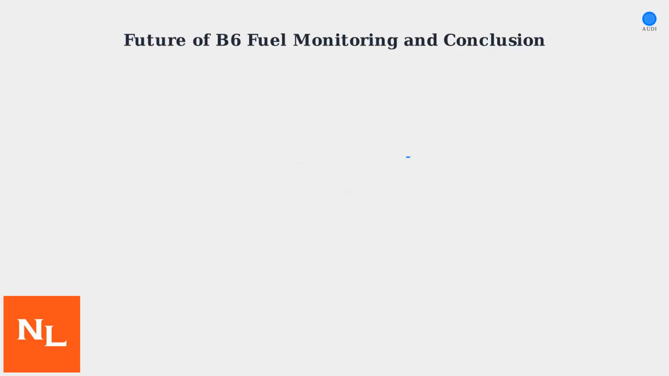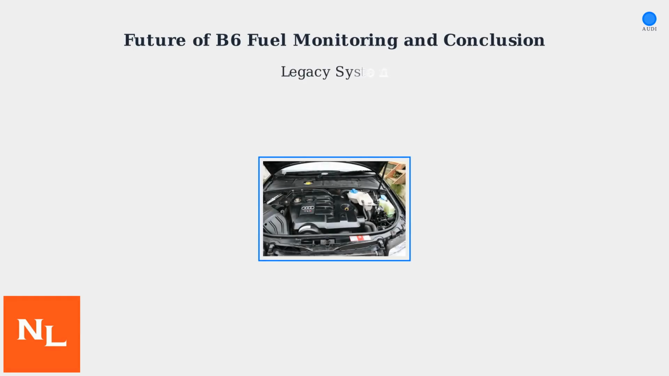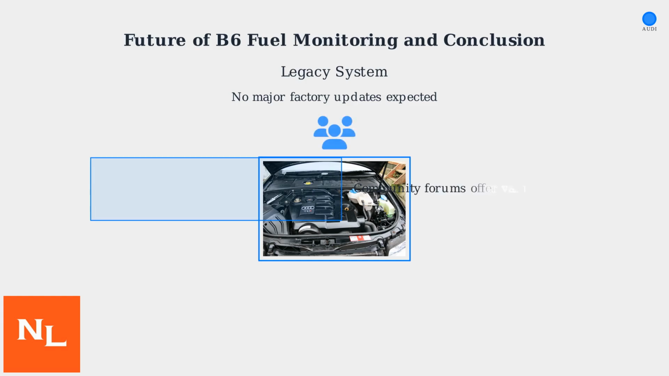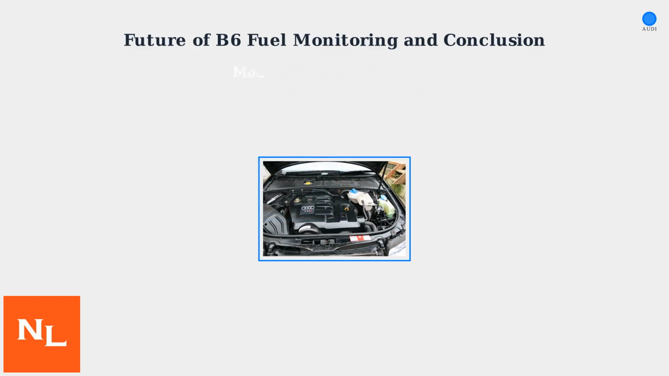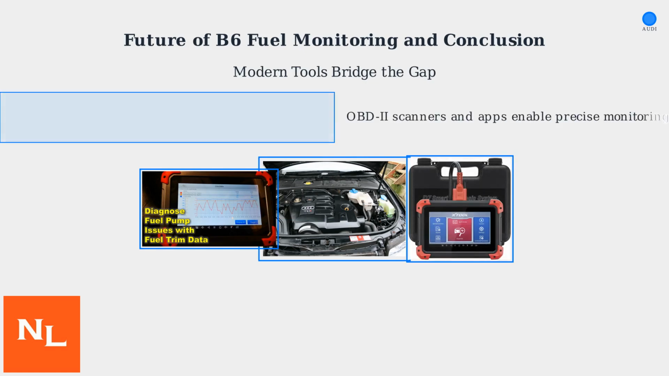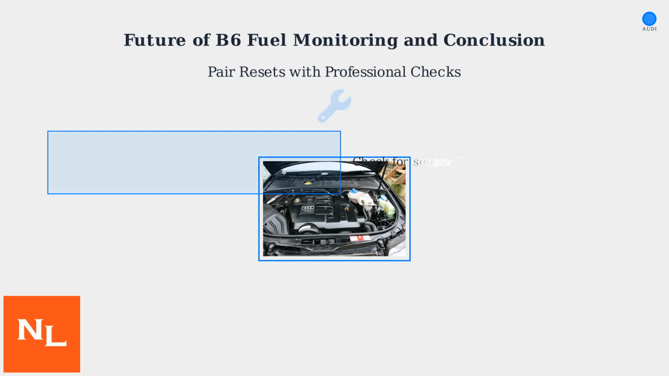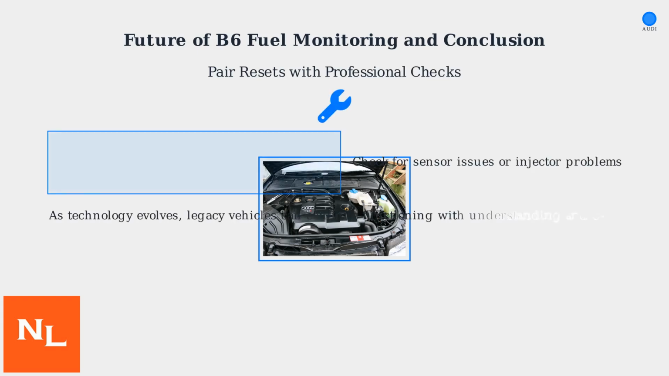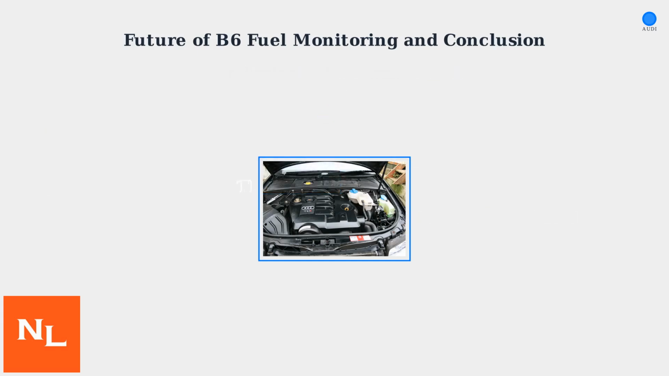While the Audi A4 B6 is a legacy system, understanding its fuel monitoring helps maintain its performance. Although no major updates are expected, community forums offer valuable tips. Modern tools bridge the gap, but remember that accurate resets pair with professional checks. As technology evolves, legacy vehicles can continue functioning with understanding and care.